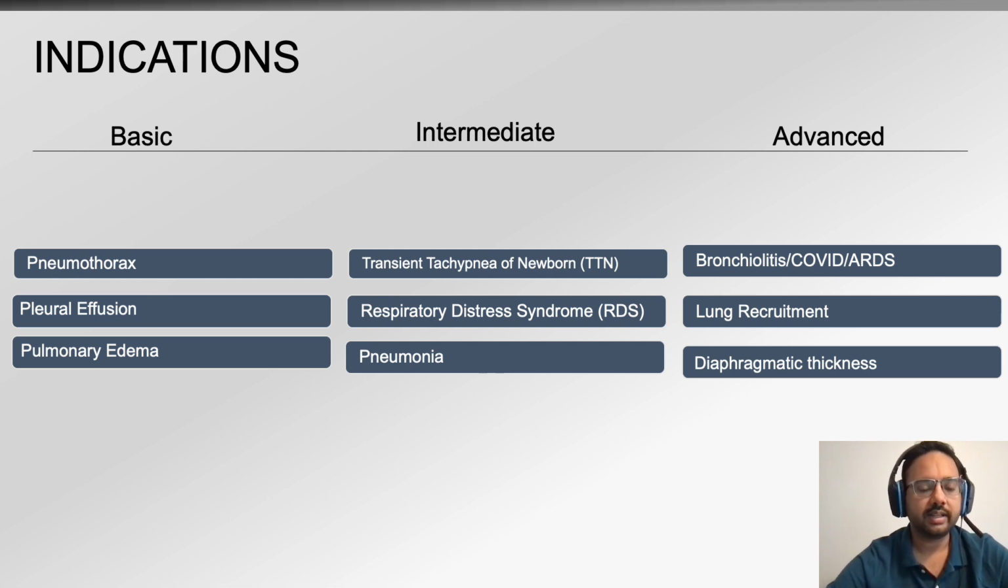And so we will at least try to get through the basic and the intermediate indications of lung ultrasound in this talk. If anyone is interested in the more advanced functions, then I would recommend either looking up the literature on the subject or reaching out to me or one of my colleagues, and we can try to walk you through these.